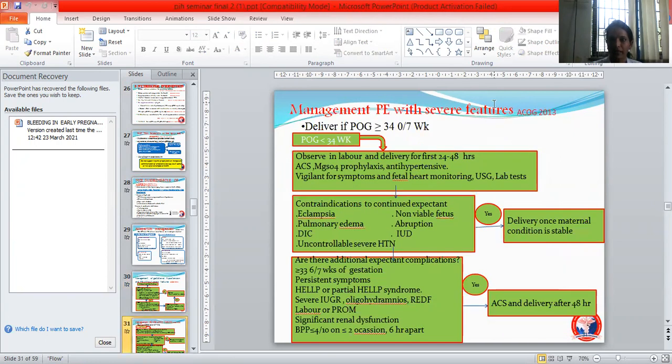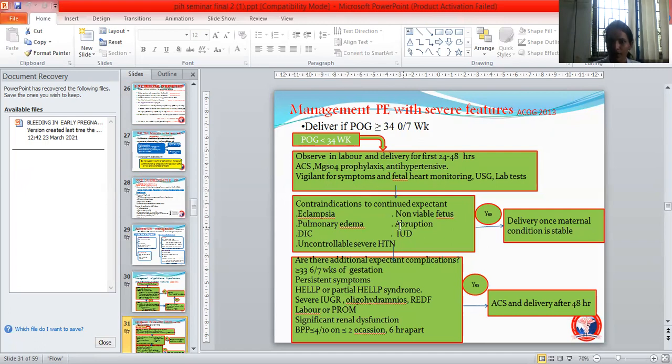So if we take pre-eclampsia with severe features, then the pregnancy has to be terminated much earlier, that is at 34 weeks itself. So if the pregnancy is less than 34 weeks, then we have to admit the patient and observe in labor and delivery. Then we have to give magnesium sulfate prophylaxis and start the patient on antihypertensives.